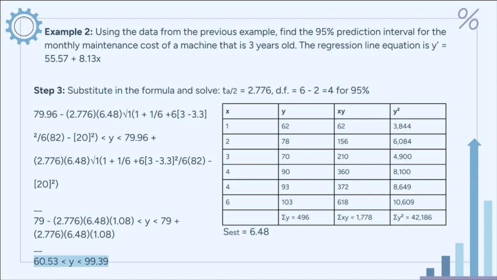Using all of the values we have collected, input it into the prediction interval equation, and you should get an interval of 60.53 and 99.39. So we are 95% confident that this interval contains the actual y value.